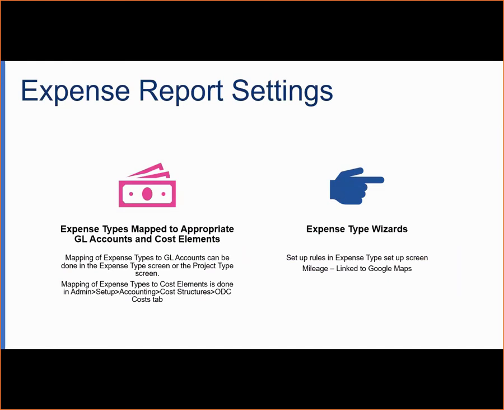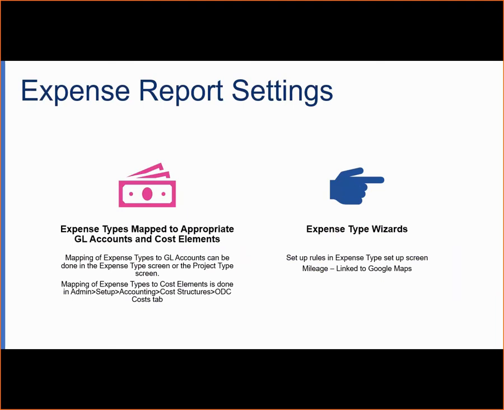First thing is expense report settings. The two most important things when you're dealing with expense reports are expense types and the mapping of those expense types. So there's a couple different places where you can map your expense types. The first one obviously is in the expense type screen. And you can, for each project type, map a general ledger account.